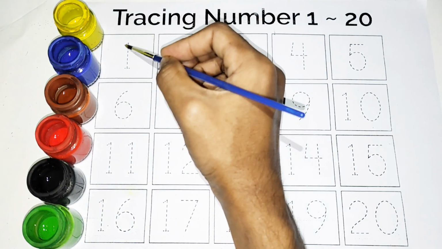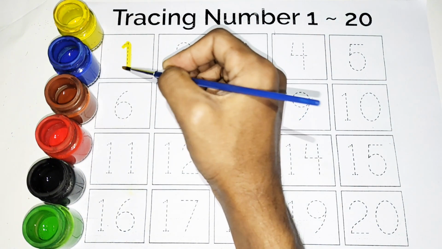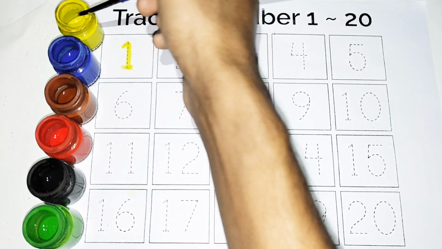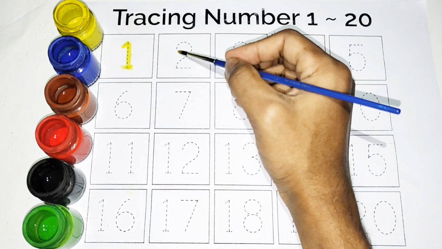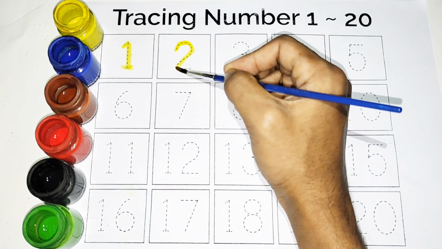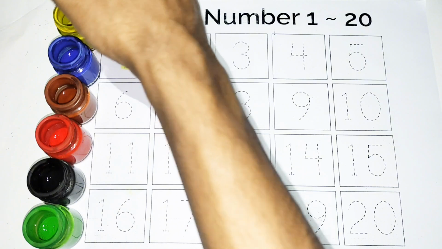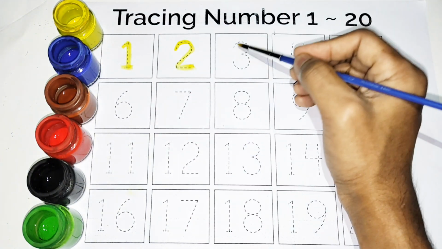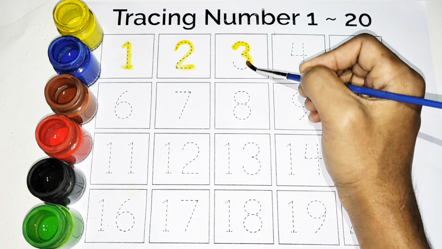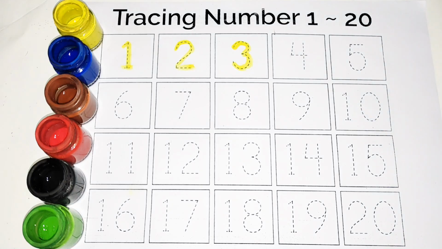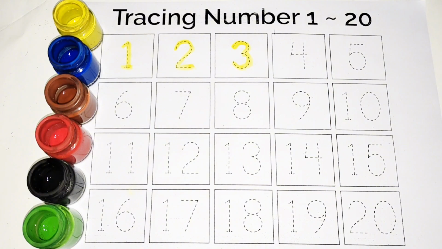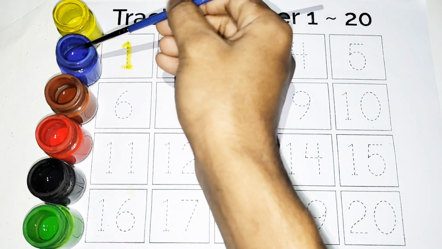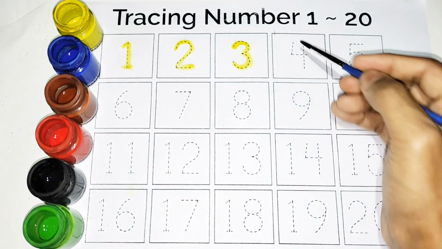First we draw the number 1. O-N-E, 1. The next one is 2. T-W-O, 2. Now we draw 3. The number 3. The next one is 4. Now we use blue color. Blue color. Now we draw the number 4.